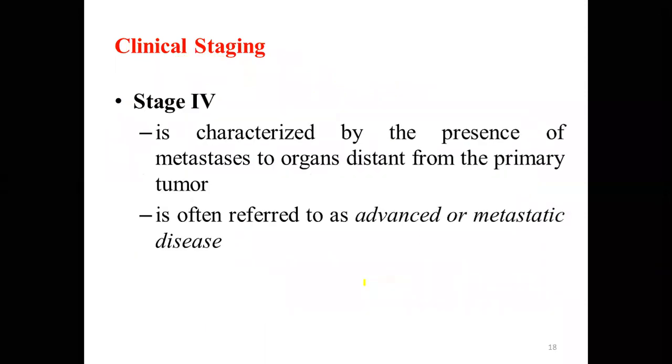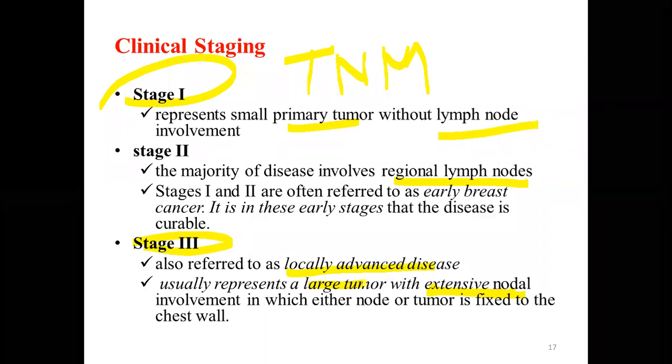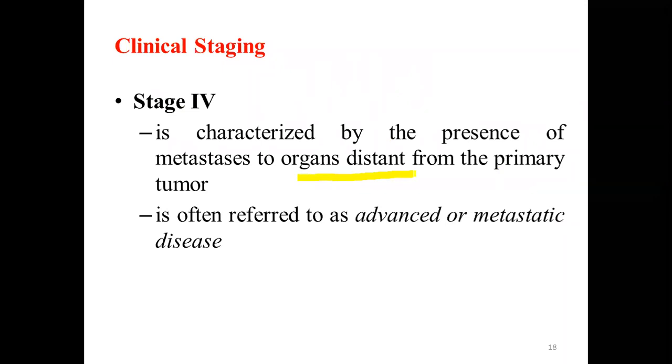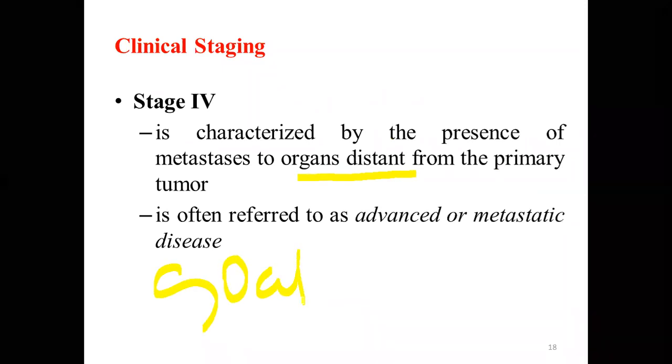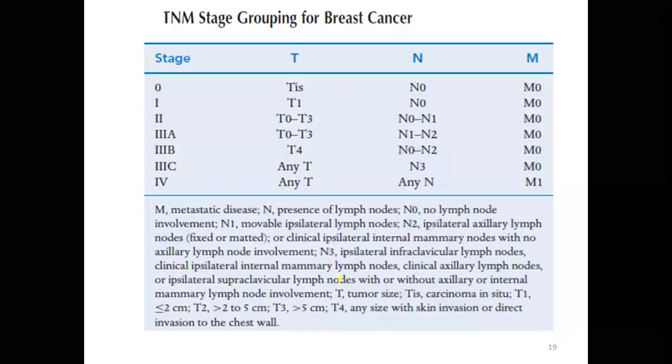Okay, when you say stage 4, regardless of the size of the tumor and lymph node involvement, stage 4 means metastasis to a distant organ. So this is the advanced or metastatic stage, and the goal of treatment here is only palliative. The possibility of cure is very unlikely. Our goal is just to increase the quality of life of the patient. So this is the staging.